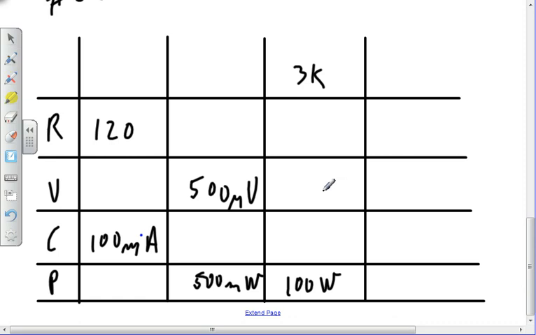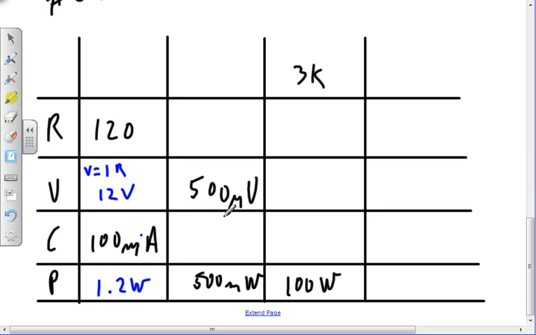Okay, so voltage is current times resistance. So this is 0.1, it moves over there, so that's going to be 12 volts. Okay, 12 volts times 100 milliamps, 1.2 watts. Now you can put those in your calculator, that'd be fine. You should get the same number.